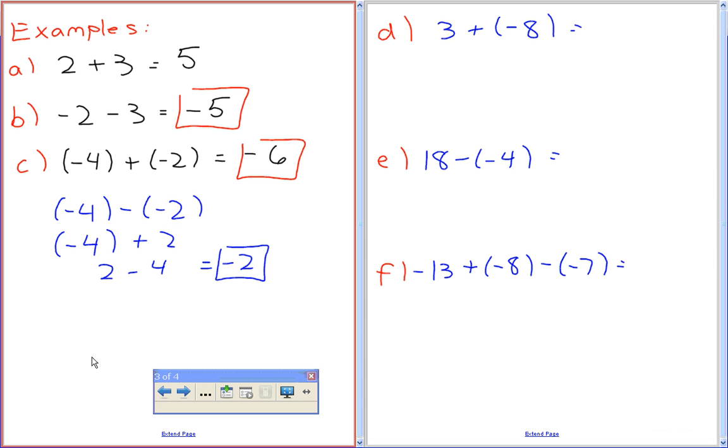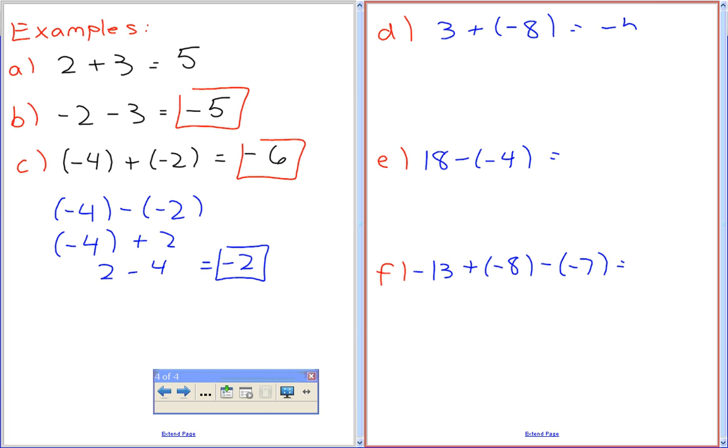Tanner, 3 plus negative 8 is what? Negative 5, excellent. Now again, any way you want to do that, 3 plus negative 8, I do this 3 minus 8, whatever works best in your head.